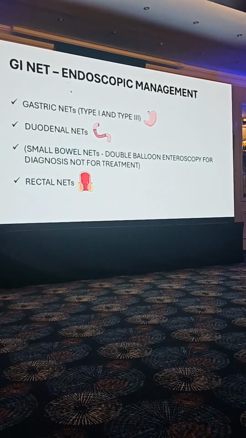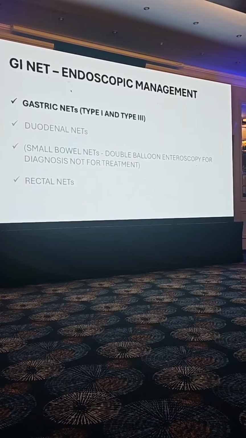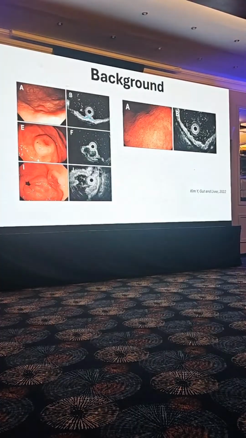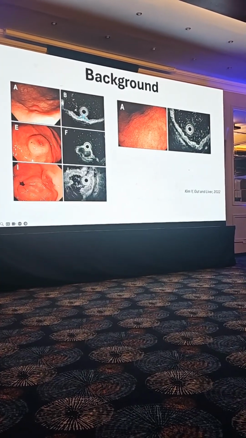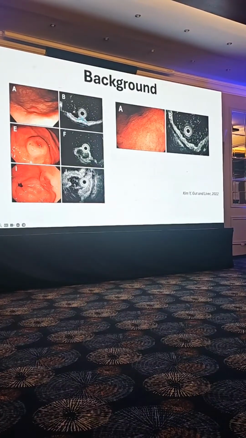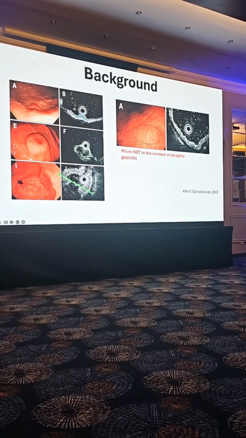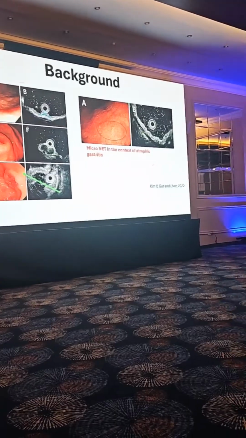But how are you going to manage this NET? So for example, gastric NET. Gastric NETs behave completely different from the rest of the NETs. First of all, it's very easy sometimes to find a gastric NET. You can find this nodule here. But this is more difficult to be found. And this is, in the context, a microscopic NET in the context of atrophic gastritis.